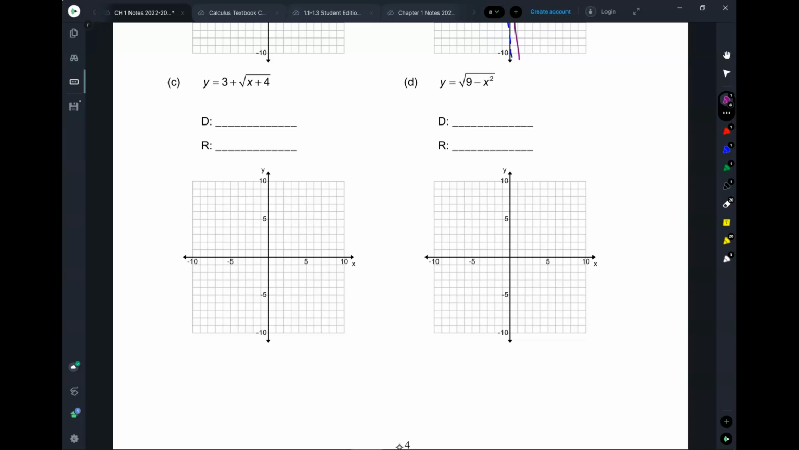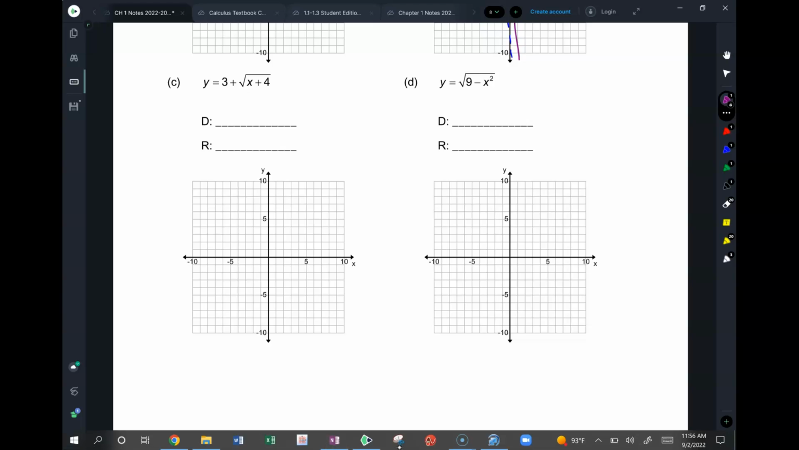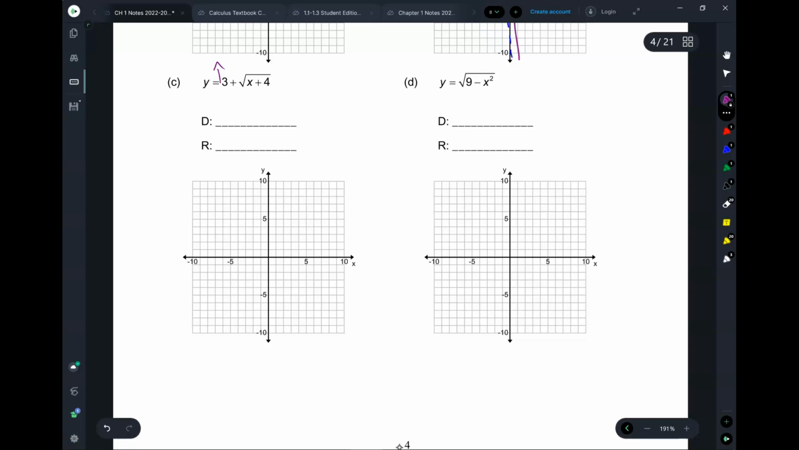What kind of graph is this one? Exactly. Okay, so where is the endpoint here? What does the 3 do? Move it up. What does the 4 do? Move it left. So we're at -4, comma 3.